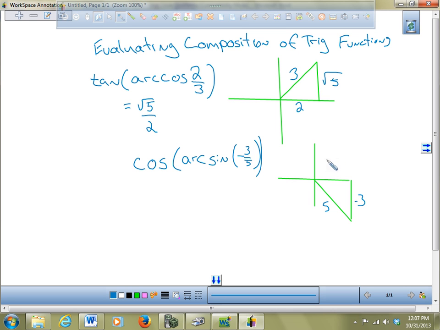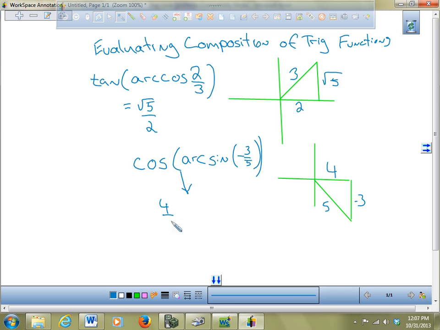This is a Pythagorean triple. This side comes out to be 4, and it's positive. It's useful to put this one negative and this one positive, because cosine is going in the positive direction. So what's this answer?